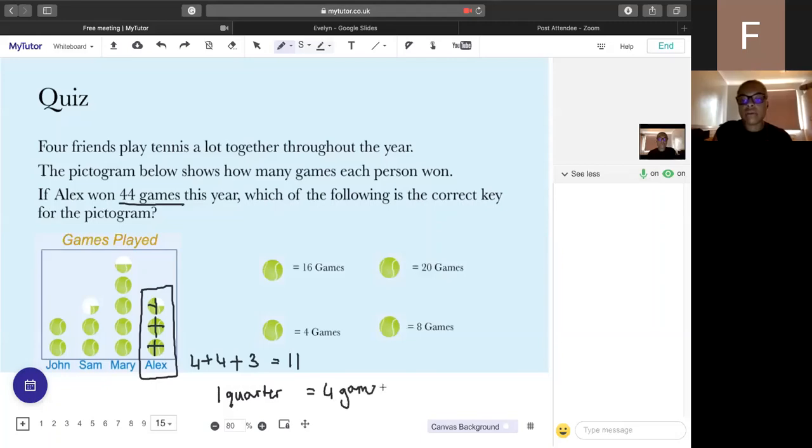Now, what a lot of students would do as a mistake is pick this one here. They would pick this answer. But remember, this is a whole tennis ball, not just 1/4 of a tennis ball. So now we need to multiply it by 4 to work out what a whole tennis ball is equivalent to. And 4 times 4 is 16. So 16 would be our answer for this particular question. So be careful with the sizing of your pictures in your pictogram as well.